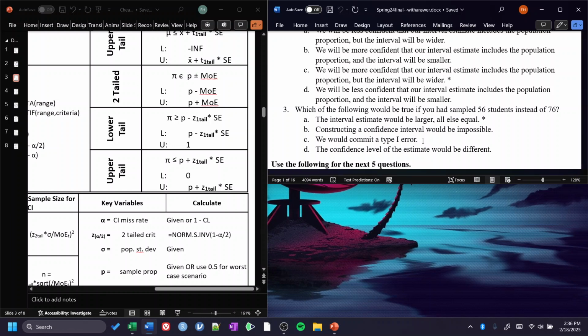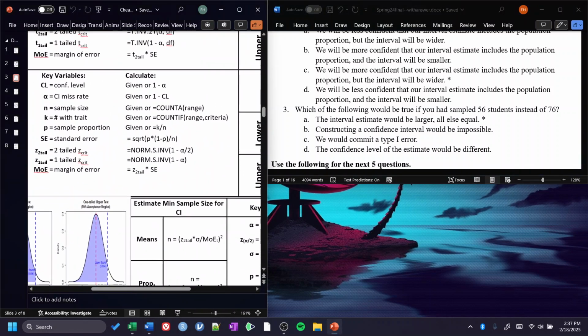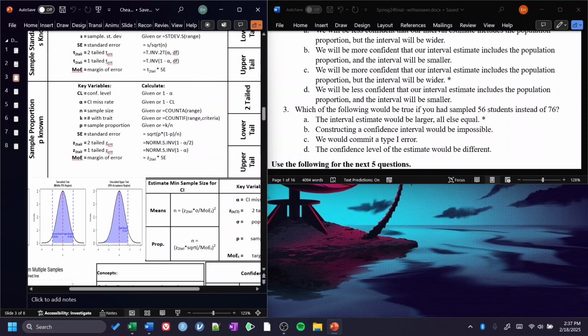And the confidence level of the estimate would be different. The confidence level would stay the same, but the only thing is that your interval estimate would be larger if everything else is equal. And so you can check that. Just do it from your Excel file.